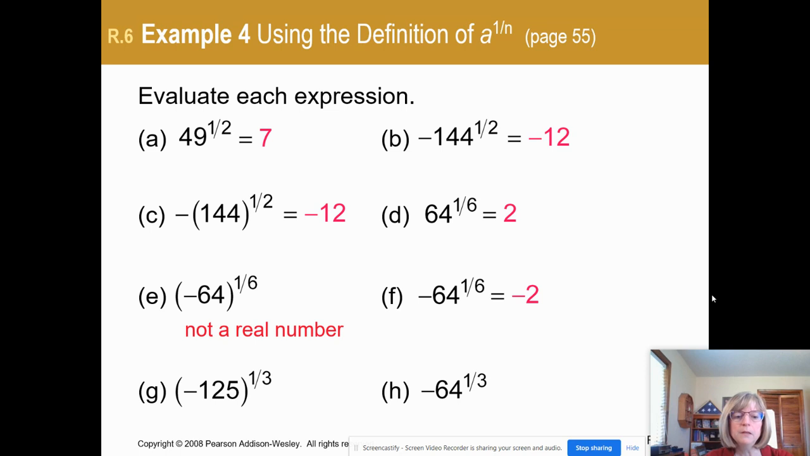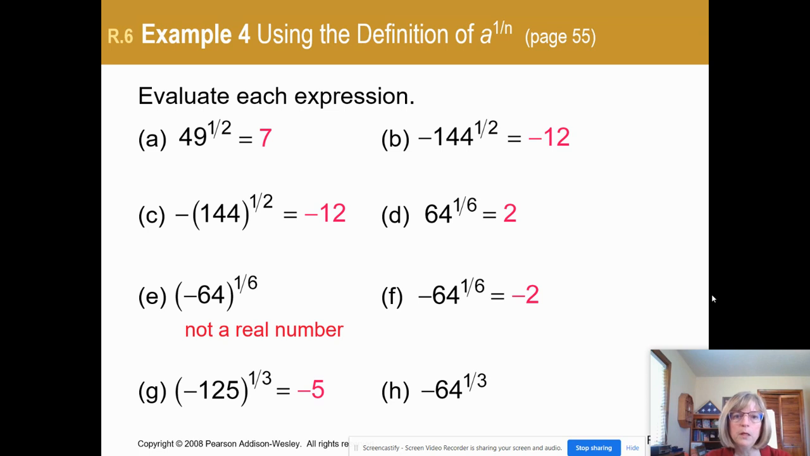Now part G is different than part E because of the root. In part E, we had a 6th root. In part G, we have a 3rd root, a cube root. What number times itself 3 times is equal to negative 125? That does have an answer. Negative 5 times itself 3 times is negative 125.